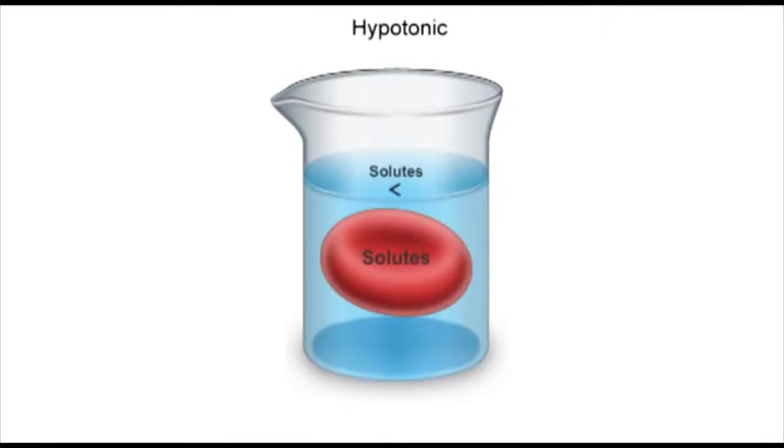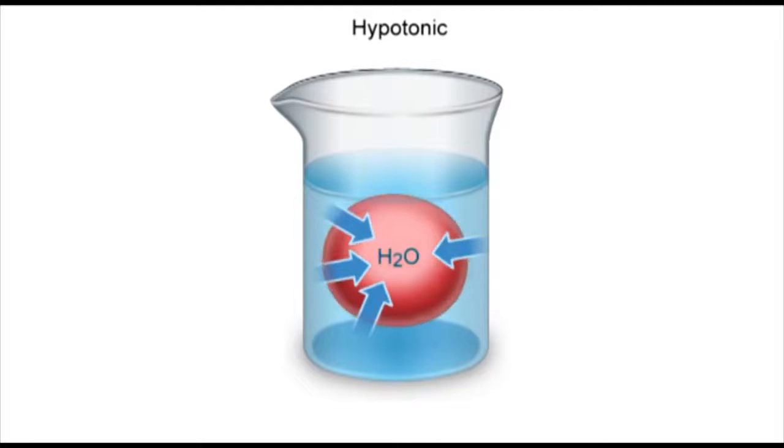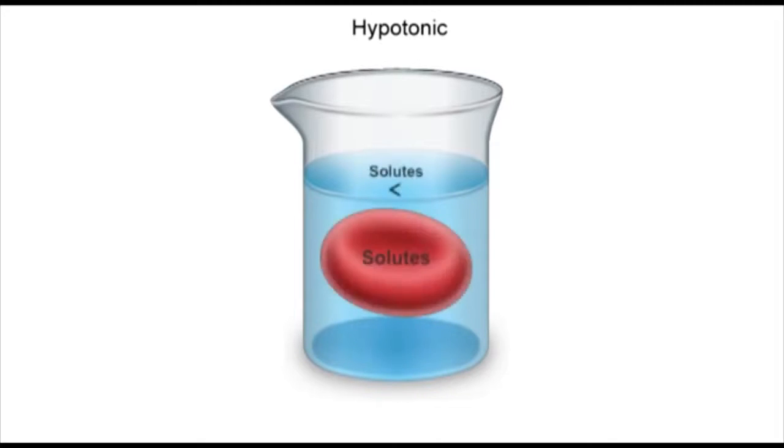In some cases, the solution outside the cell can be hypotonic to the cell. If a cell is placed in a hypotonic solution, there will be a net flow of water into the cell, and the cell will gain volume. This is because the concentration of the solution outside the cell membrane is lower than the concentration of the solution inside the cell. As a result, water enters the cell through the cell membrane, and the size of the cell increases.